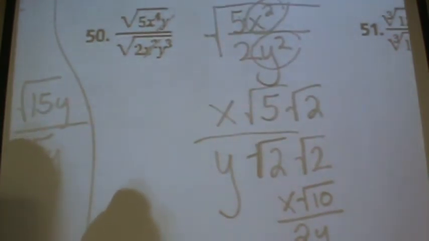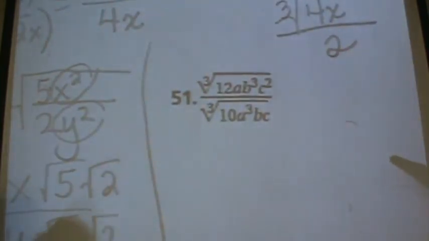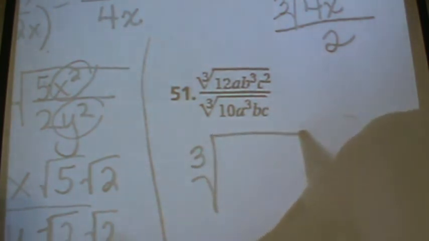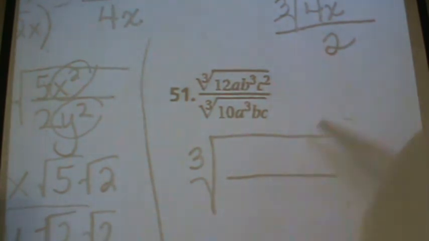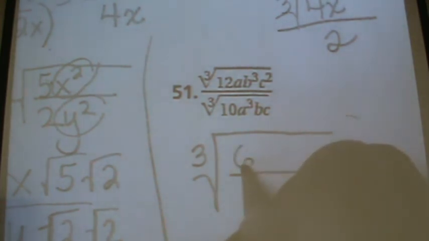Questions, anyone? And 51. Okay, it's cube root. Let's put it all under cube root. How can you reduce 10 and 12? What's the biggest number that goes into 10 and 12? 2. Good job. 2 goes into 12 how many times? 6. And how many times does 2 go into 10? 5.